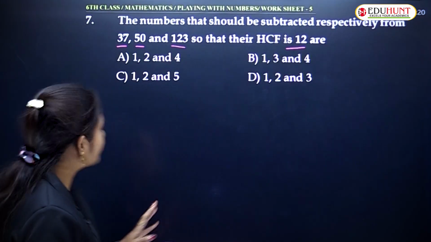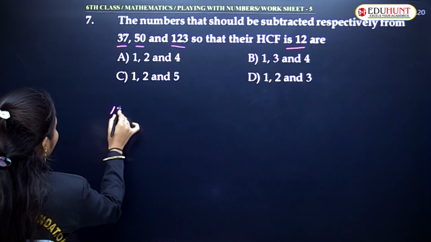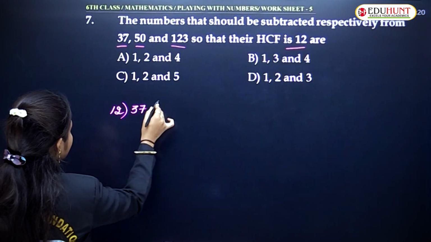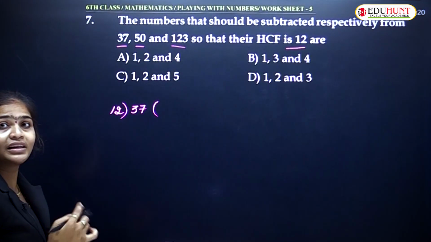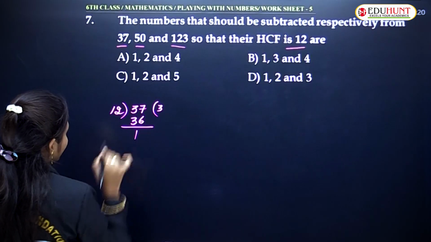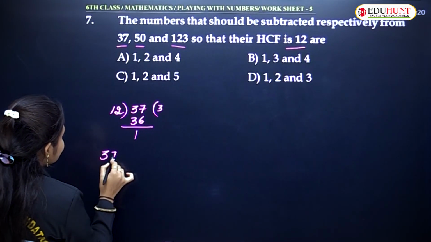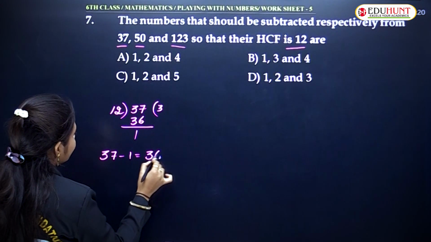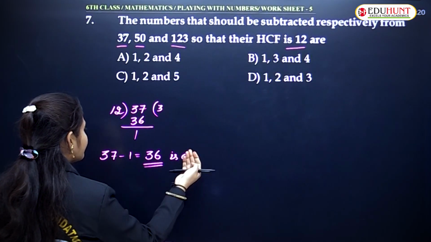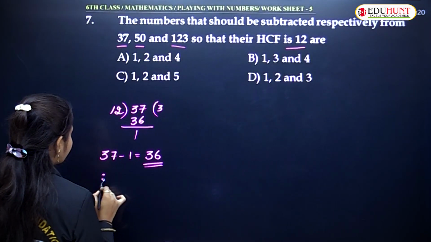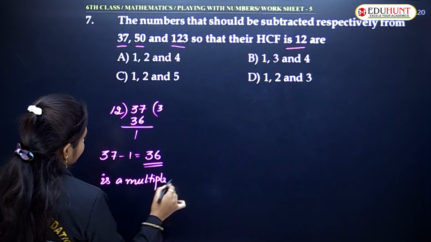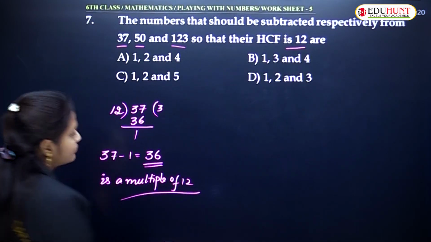Did you understand the concept, ma? Yes. See here, that's why 12 is the HCF, meaning 12 is a factor of all the given numbers. So, what number do we need to subtract? 12 threes are 36. So, 1. If you subtract 37 minus 1, then you will get 36. 36 is a multiple of 12. Understand, ma?